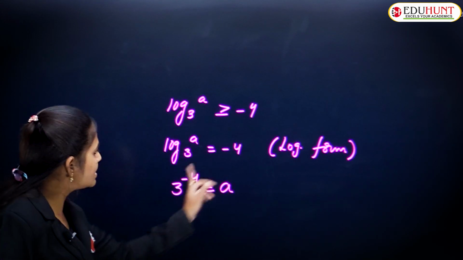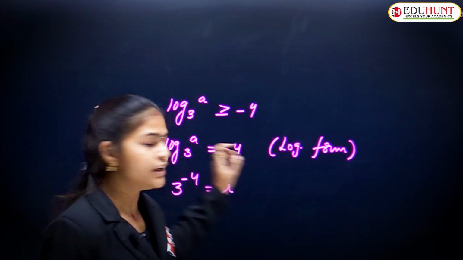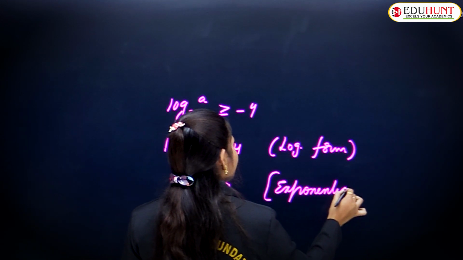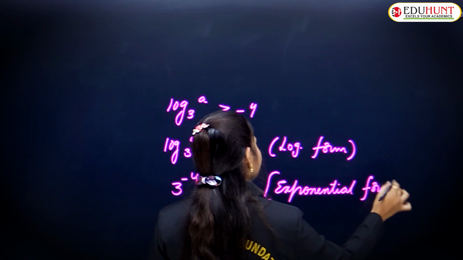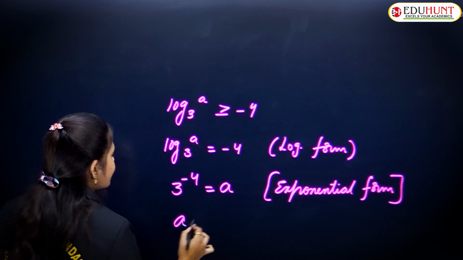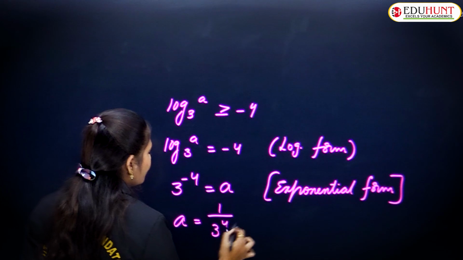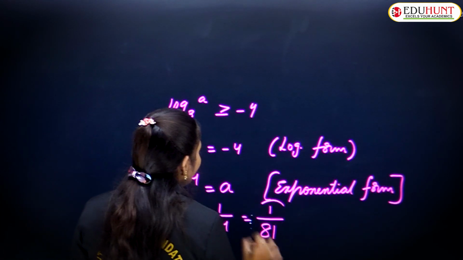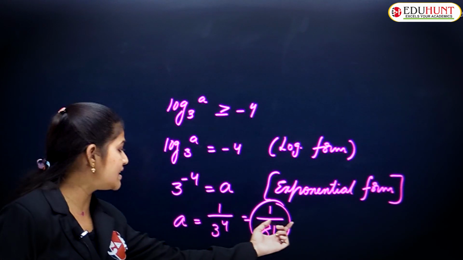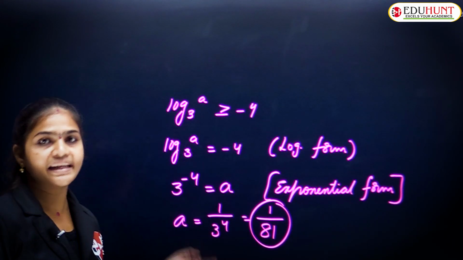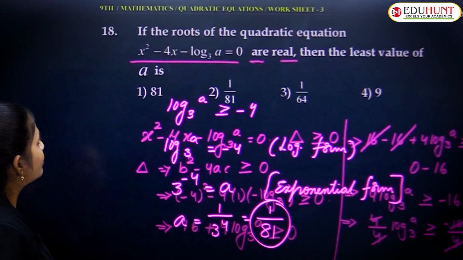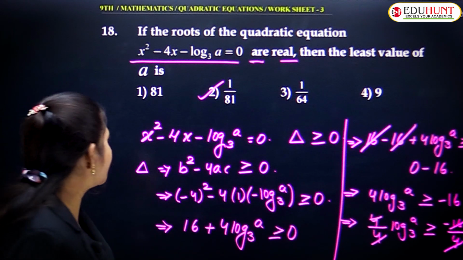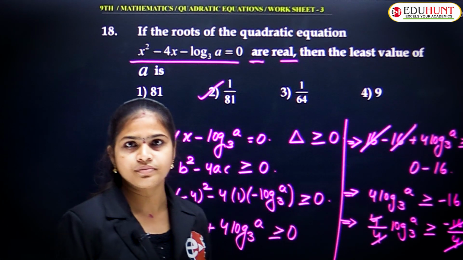So children, already you know these conditions we learned in logarithms, right? This is in the form of exponential form. So from this one a is equal to 1 by 3 power 4, which is equals to 1 by 81, since 3 power 4 value is 81. So what is the least value of a here? Which one is existing here? That is 1 by 81. Okay, so that option is there or not? See here. Yes, option 2. That is 1 by 81. So which option is correct here? That is option 2. Am I clear?